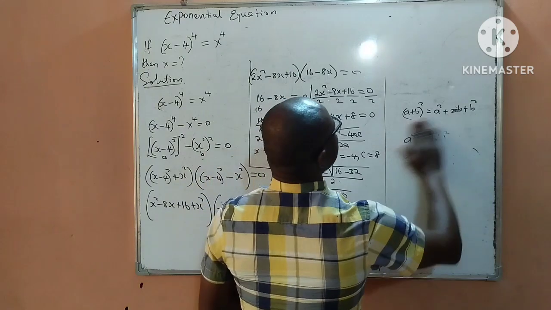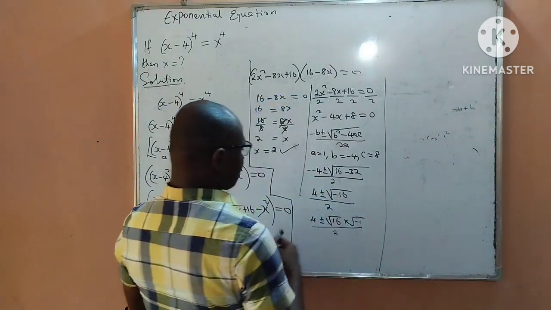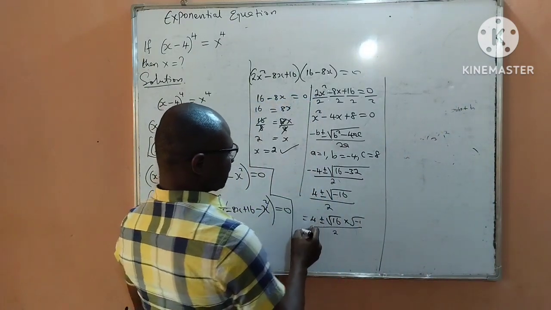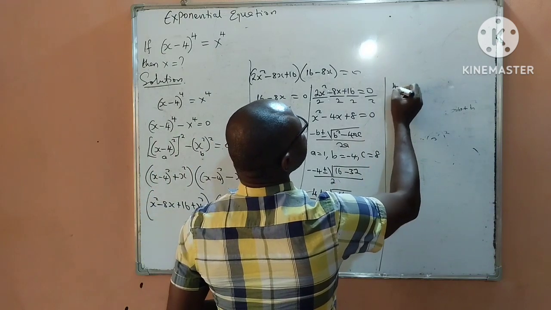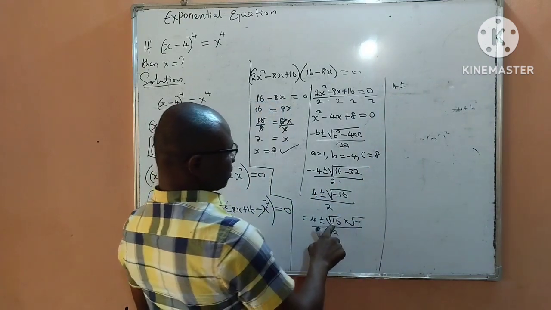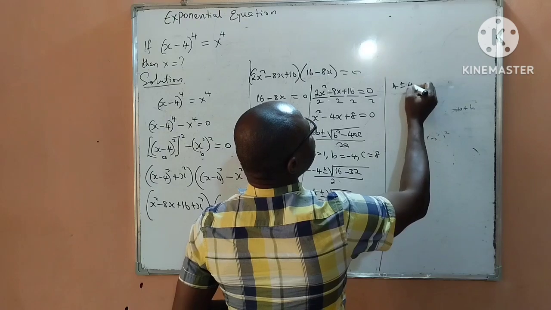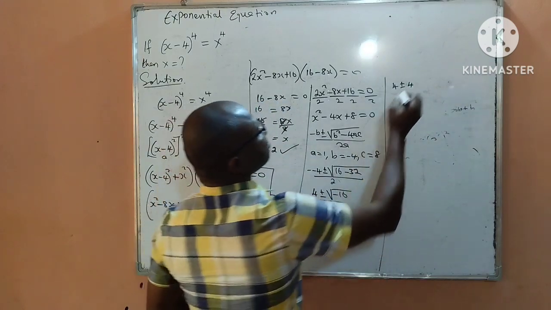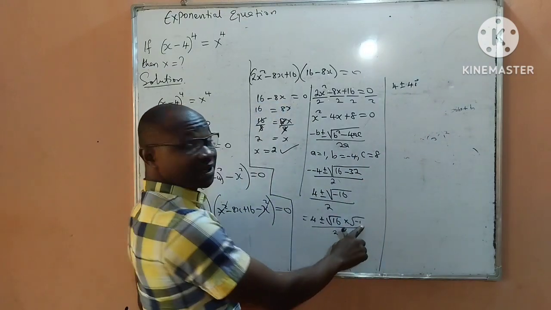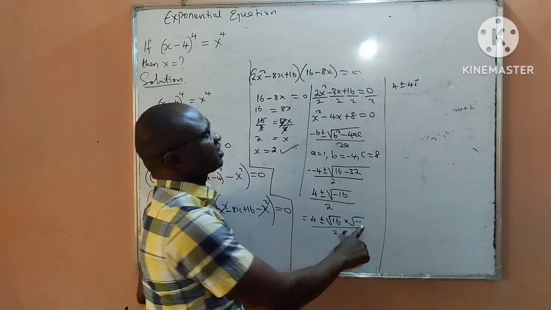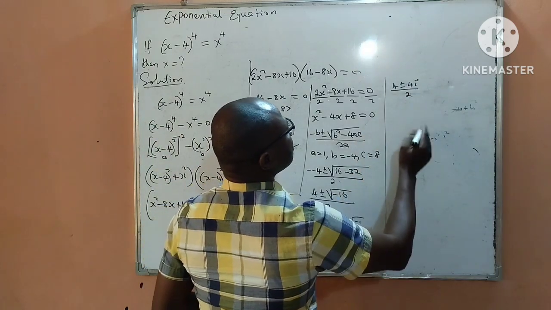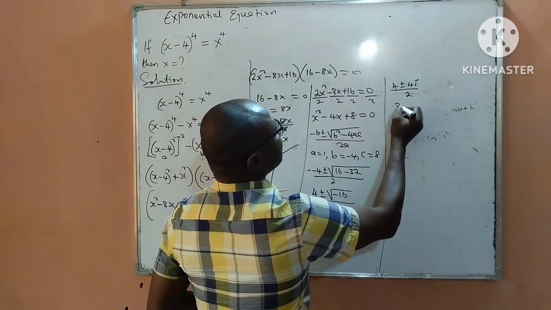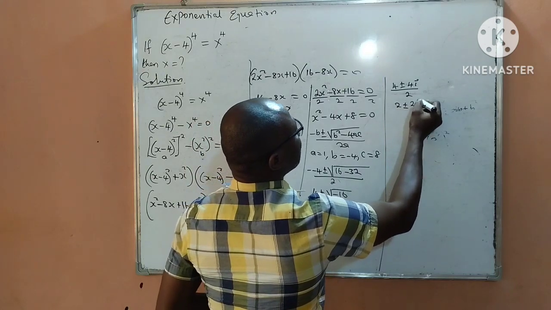We continue moving forward. So from here now, I have 4 plus or minus the square root of 16, which is 4, then i, because the square root of negative 1 is i, all divided by 2. 2 can divide here to give me 2 plus or minus 2i.